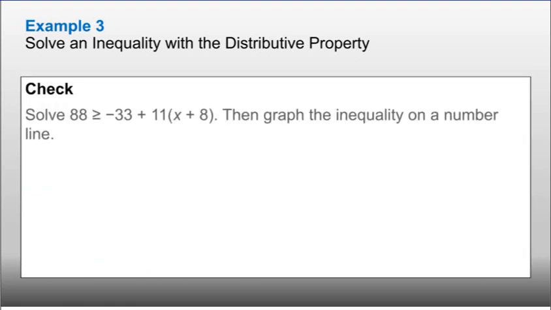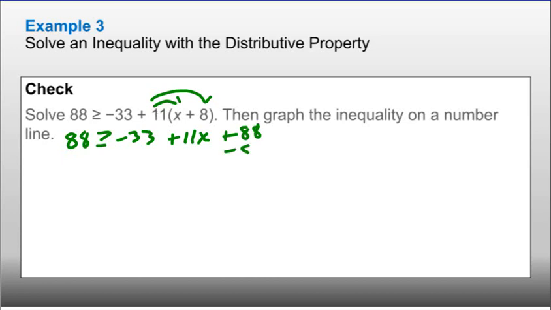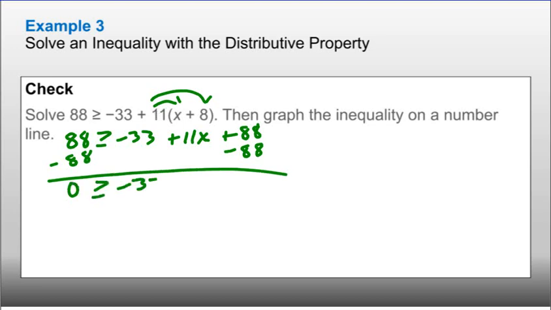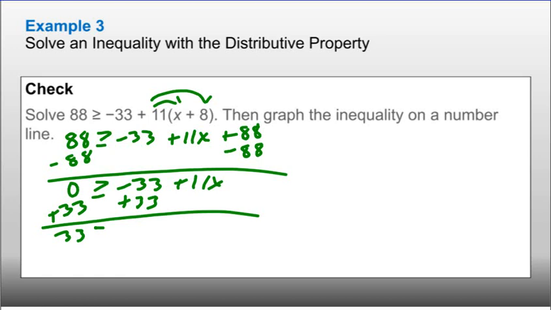And our last question. Here we need to solve this and then graph it on a number line. So I'm going to distribute the 11. So I have 88 is greater than or equal to negative 33 plus 11x plus 88. So if I subtract 88 on both sides, I now have 0 is less than or equal to negative 33 plus 11x. I'm going to add 33 to both sides. So now I have 33 is greater than or equal to 11x. To get x by itself, I divide by 11, and I would have x is less than or equal to 3.